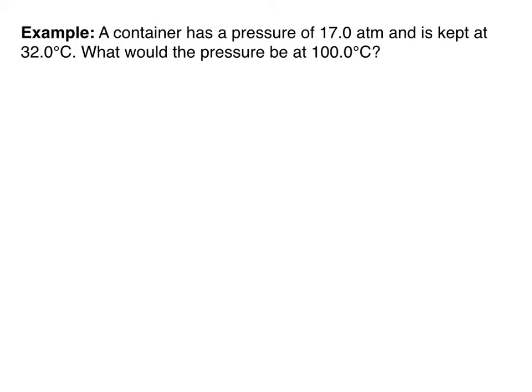Let's try one last example. A container has a pressure of 17 atmospheres and is kept at 32 degrees Celsius. What would the pressure be now at 100 degrees Celsius? Again, let's start with underlining important pieces of information. 17 atmospheres, 32 degrees Celsius. What would the pressure be? That's what I'm looking for. What would the pressure be at 100 degrees Celsius?